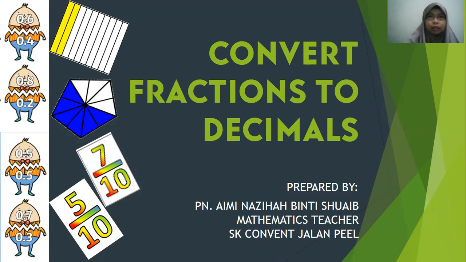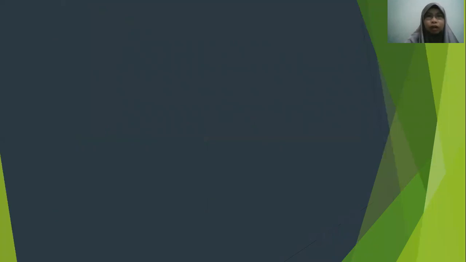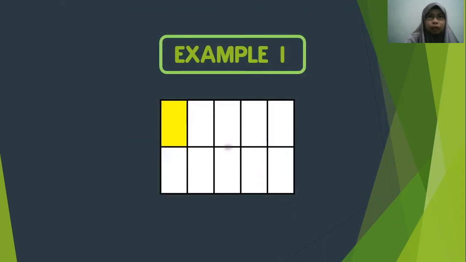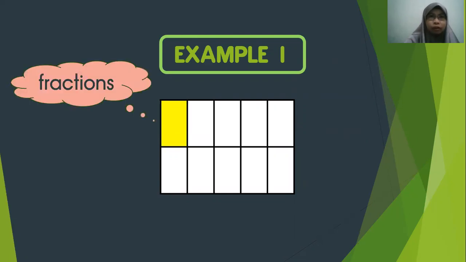Okay, let's look at the first example on how to convert fraction into decimal. There is one figure, or one diagram. If we can see, there are 10 parts in this diagram. From the 10 parts, we have one shaded part. So, relating to the fractions that we have learned before, we can say this diagram as 1 over 10, because we have one shaded part.